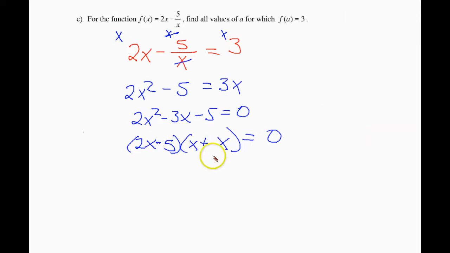How about putting the right number there? Okay, so again, shortcut, this is equal to 0, this is equal to 0, so this is going to be 5/2. Transpose the 5, divide by 2, or x equals -1. And I've checked those, and those are correct.